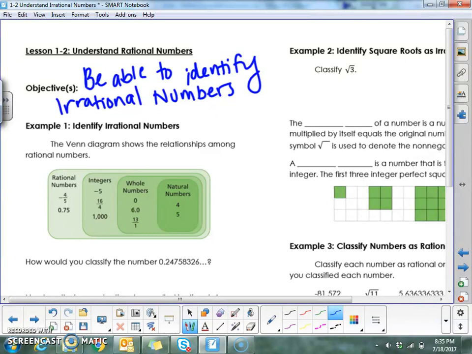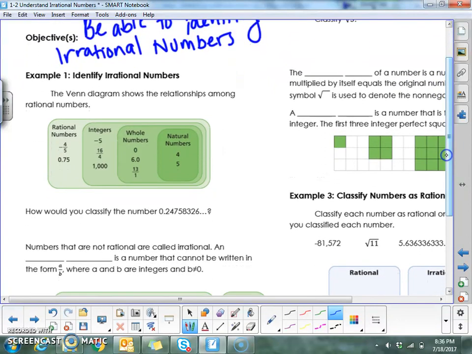So you may have seen a Venn diagram like this before, where you have your rational numbers, and your rational numbers are made up of fractions, positive and negative, decimals that end, that terminate, that repeat, and then you have your integers. Those are your positive and negative whole numbers. You have your whole numbers, which are your 0 and then positive numbers, so 0, 1, 2, 3, 4, and so on, and then your natural numbers, which is your 1, 2, 3, 4, basically your counting numbers.